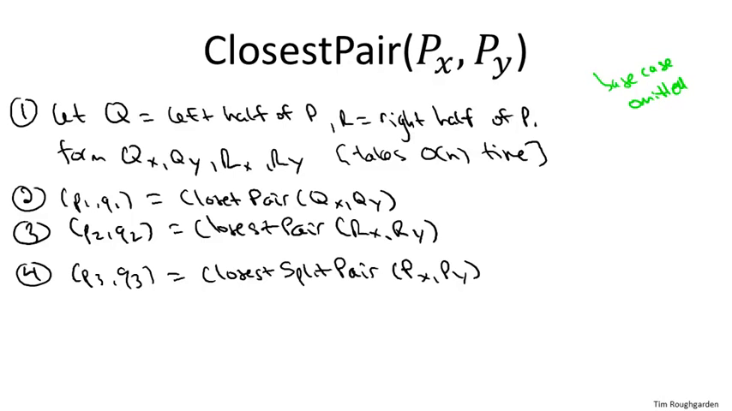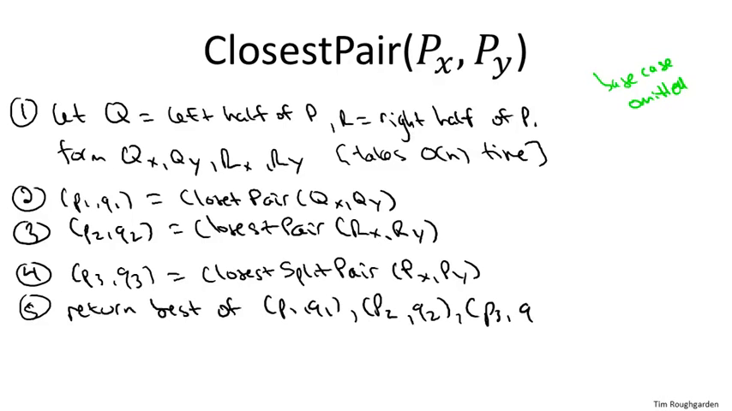Steps 2 through 4 compute the closest pair in each of those categories, so those are the only possible candidates for the closest pair, and we just return the best of them. So that's an argument for why, if we have a correct implementation of the closest split pair subroutine, then that implies a correct implementation of closest pair.